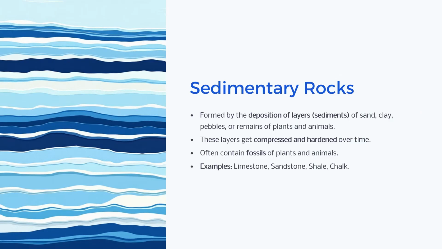Next come sedimentary rocks. Sedimentary rocks are formed by the deposition of layers, that is sediments of sand, clay, pebbles, or remains of plants and animals. These layers get compressed and hardened over time. Often, these sedimentary rocks contain fossils of plants and animals. For example, limestone, sandstone, shale and chalk are all examples of sedimentary rocks.